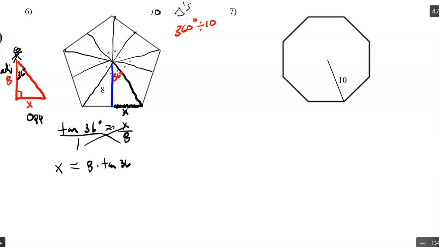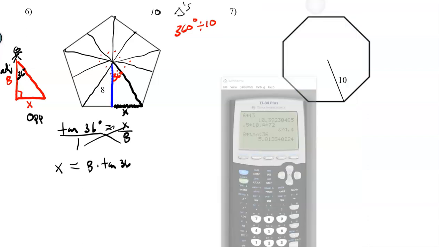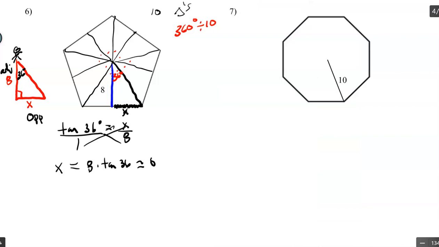All right, so let's bust out the calculator. 8 times tan 36, I get about 5.8. So if this little piece is 5.8, that means that the entire side is double that, so that would be 11.6. So that means every single side is 11.6. So I had to do some trig there to figure out the side length.